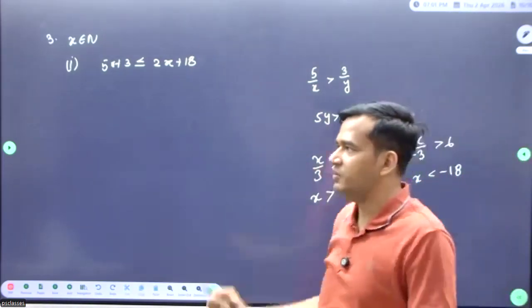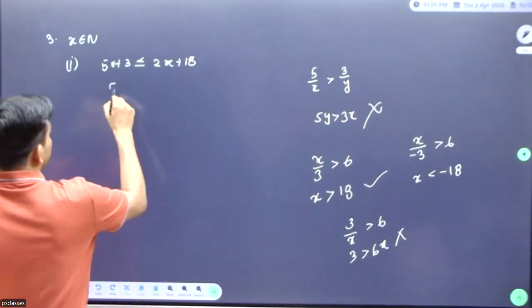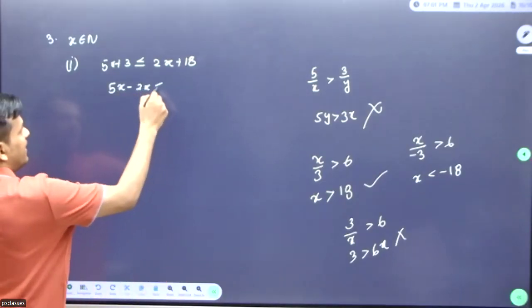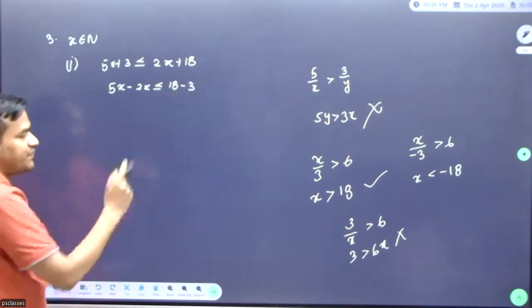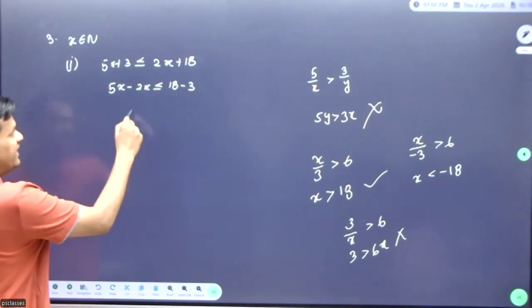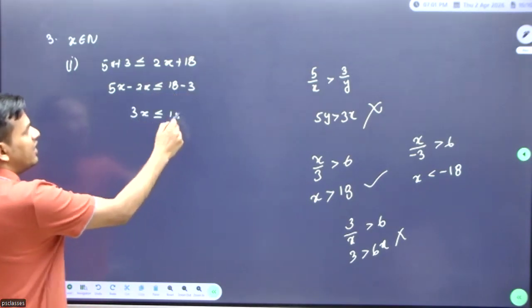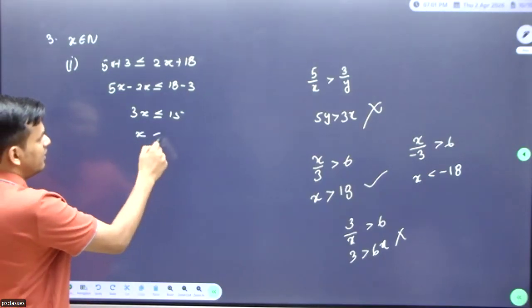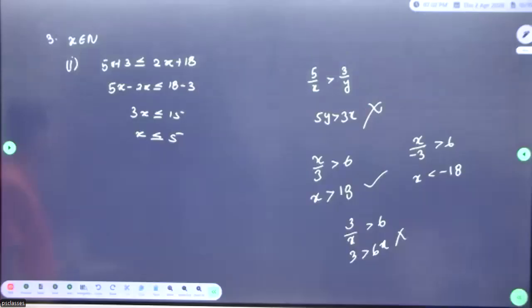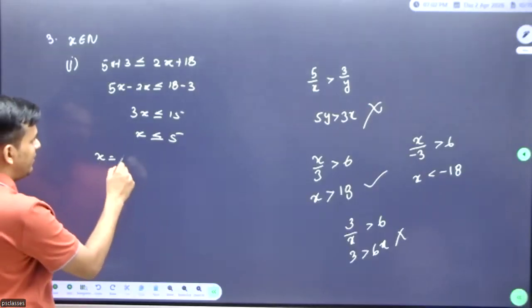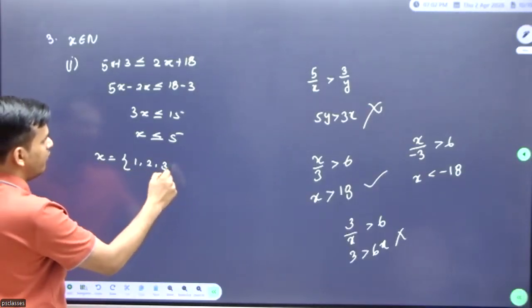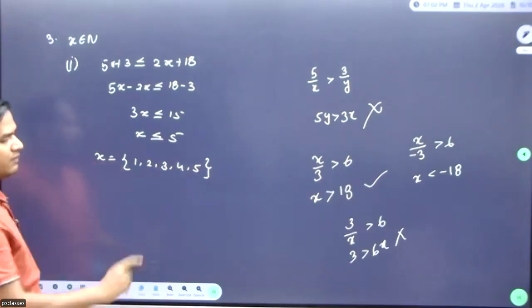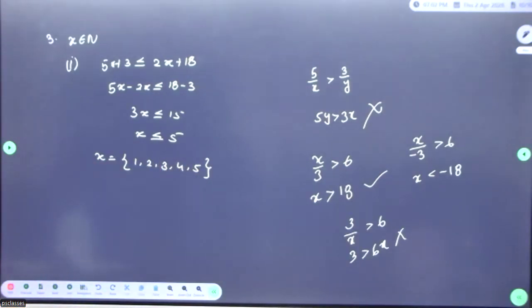In addition or subtraction, we can do this. So 5x minus 2x less than or equal to 18 minus 3. So 3x less than or equal to 15. Now you can divide by 3 because 3 is a positive number. So the solution set will be 1, 2, 3, 4, 5. This is the solution set.